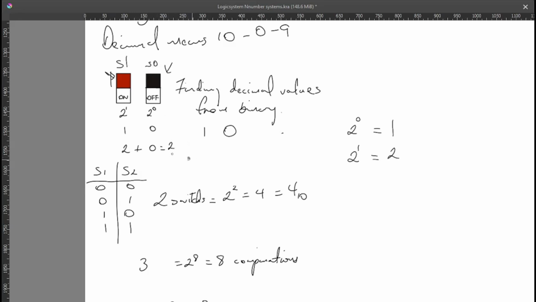So we could say 2 to the 0 is 1. 1 multiplied by 0 is equal to 0. And 2 to the 1 is 2. 2 multiplied by 1 is 2. So 2 plus 0 is 2. So 2 is the decimal value for the binary 1, 0. Alright, so that's pretty basic.